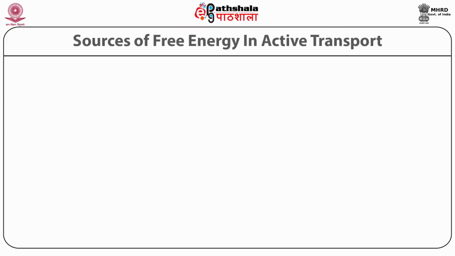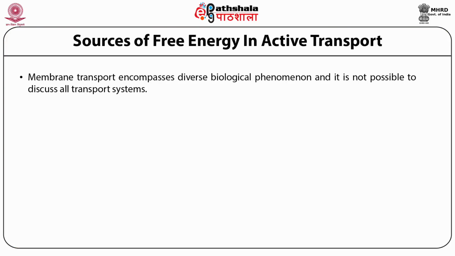So the concept map is about the two types of membrane transport in this module: facilitated transport and ion channels. Facilitated transport is illustrated by the GluT1 transporter and bicarbonate chloride anion exchanger, and the ion channel illustrated by cystic fibrosis. Membrane transport encompasses diverse biological phenomena, and it is not possible to discuss all transport systems.